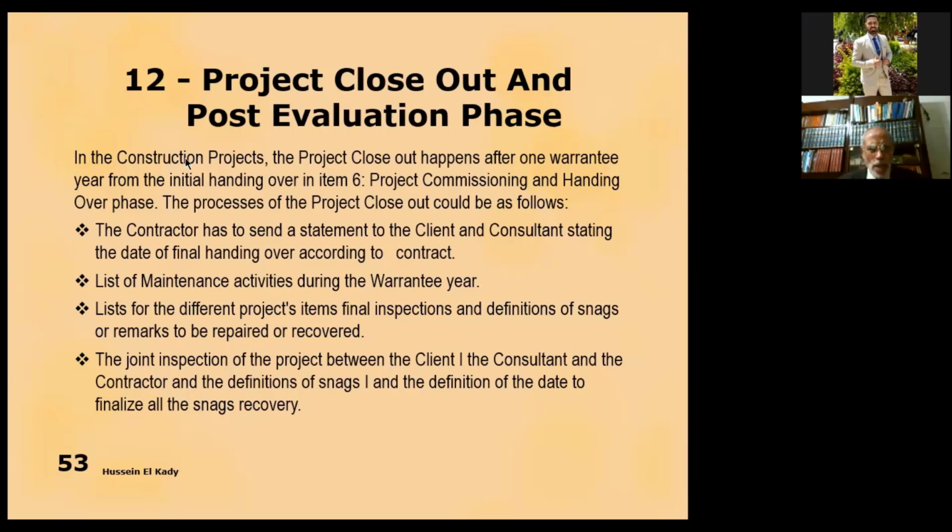Okay, in construction projects, the project close out happens after one warranty year from the initial handing over, in item 6, project commissioning and handing over phase. The processes of the project close out could be as follows. The contractor has to send a statement to the client and consultant stating the date of final handing over according to the contract. A list of maintenance activities during the warranty year. A list of the different project items, final inspections, and definitions of snags or remarks to be repaired or covered.